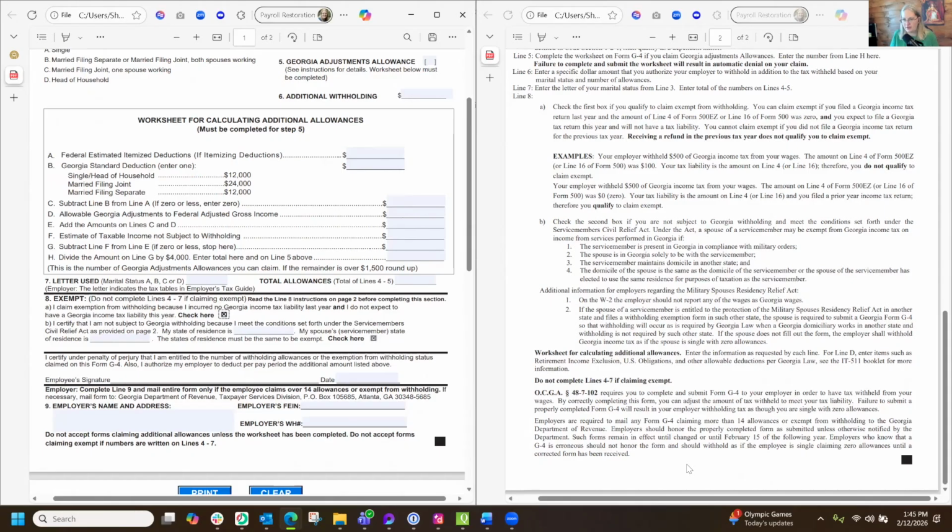So this is really important. If you are legitimately claiming exempt, then every year by February 15th, you need to submit a new G4 to your employer. Otherwise, if a new G4 isn't submitted, then they have to withhold as if you were single with zero allowances, which is the highest amount of withholding that you can have.